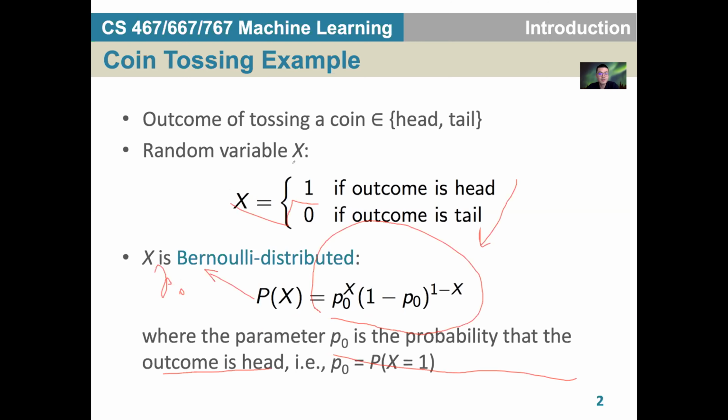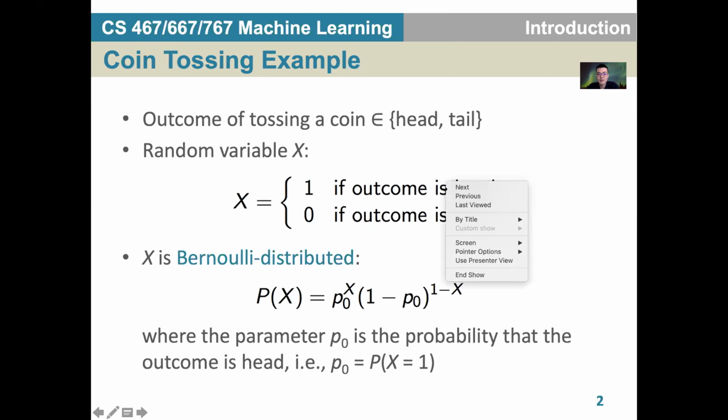So you can see that if X is 1, then this is P0 to the power 1, but this other term is something with 1 minus 1, which is 0. This thing to the power 0 is always 1, so this term, basically times 1, is gone. So you only have P0. Is this okay? Assume it's okay. If you have a question, let me know.